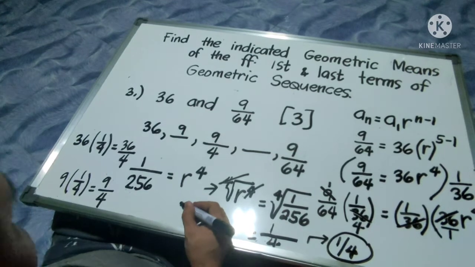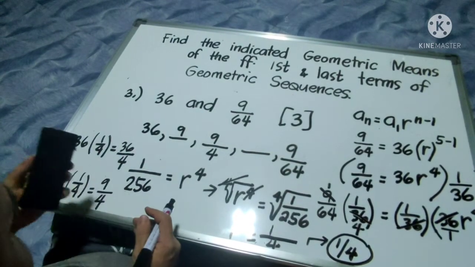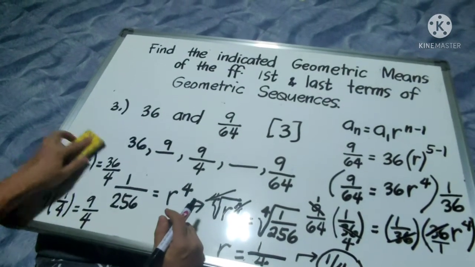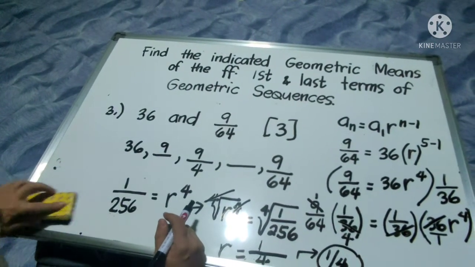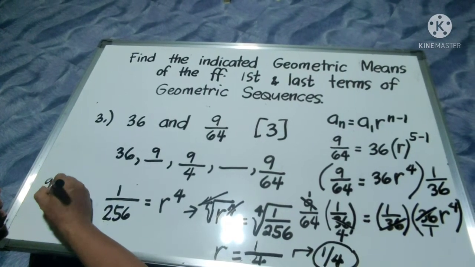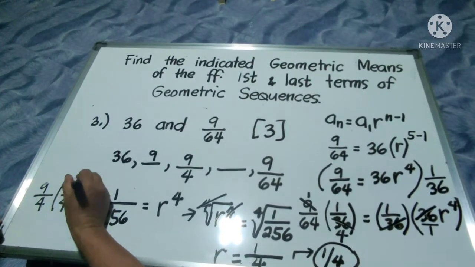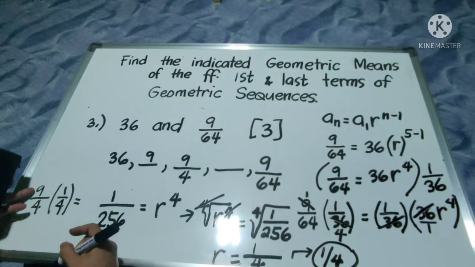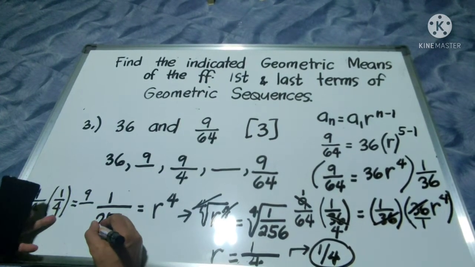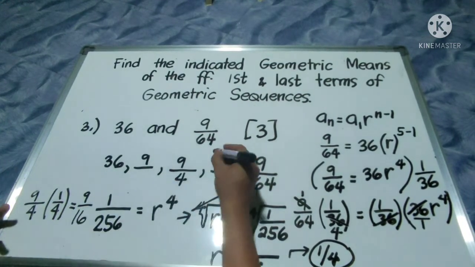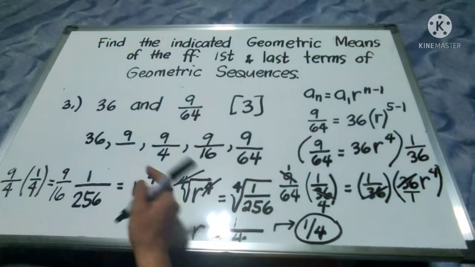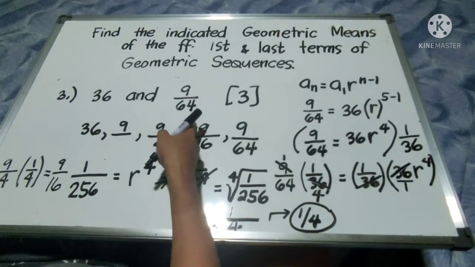Then 9 over 4, where I'm going to write this. So I'll just erase this. Then you will have 9 over 4 times 1/4 is equal to 9 times 1 rather is 9 over 4 times 4 is 16. So 9 over 16. So our geometric means are the following. 9, 9 over 4, 9 over 16.